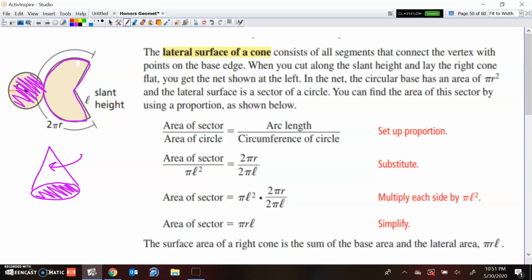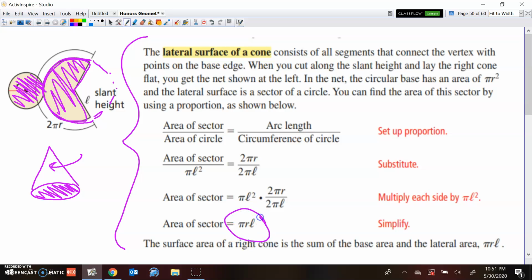Now, this whole description, and this is in your book if you want to take a look at it, explains how this is the area of my sector. This is the sector of a circle, remember? So I'm finding the area of this sector. They explain how to find the area of this sector, and luckily it boils down to something pretty simple: pi times the radius times L. So let's talk about what L is.